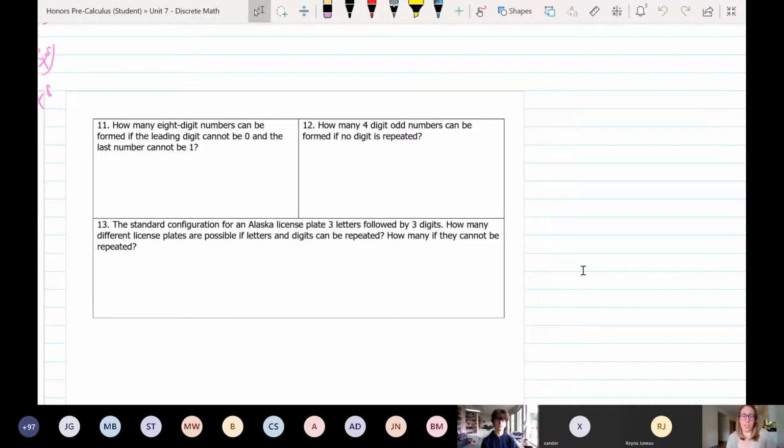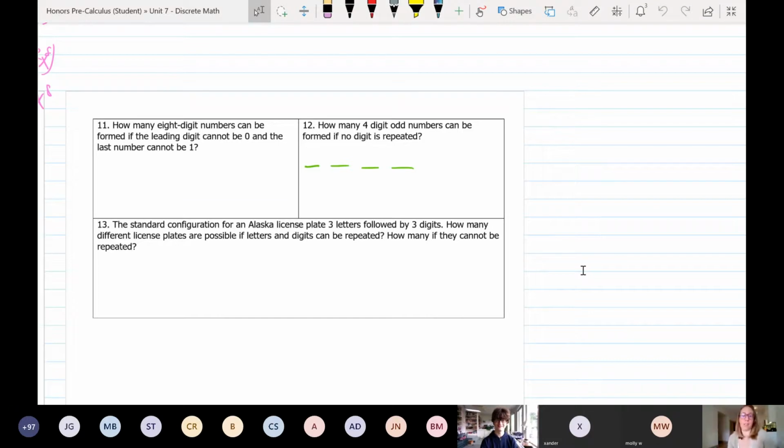It says, how many 4-digit odd numbers can be formed if no digit is repeated? Okay, that one's super easy. First off, we have 1, 2, 3, 4. So we have 4 different digits, right? How many 4-digit odd numbers can be formed if no digit is repeated? Okay, so this one's a little tough. So we have 4 digits.